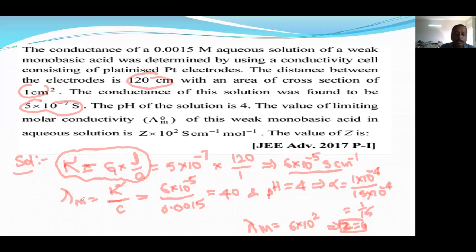Now molar conductivity is equal to conductivity upon concentration. So conductivity we got here. Concentration is here 0.0015. So we got 40. Okay, sorry, 4. So here 40 centimeter square. Everywhere, see here, centimeter inverse only we want as the answer. Here also centimeter, here also centimeter, Siemens. Okay. And pH of the solution is given as 4. So by using pH and by using lambda, we can find out the alpha value. And again substituting back in the molar conductivity, 6 into 10 to the power of 2. So in place of Z, we got Z is equal to 6.